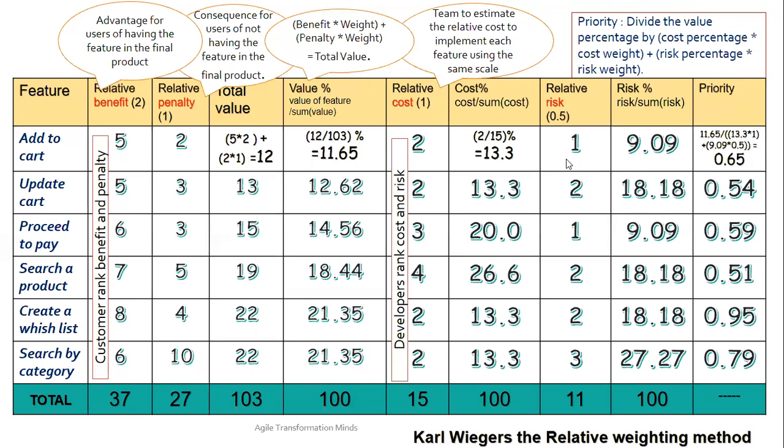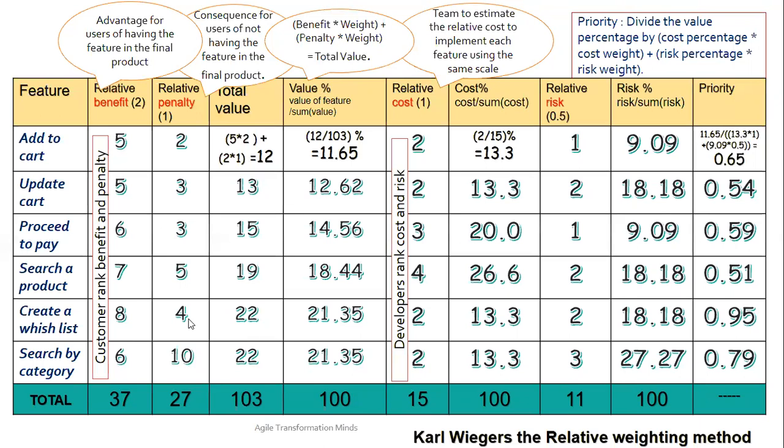So that's a good catch, Maya. Value for create wish list is 20. You're saying here, I put it as 21.35. It's actually 22 divided by 103. How much does it come to? 22 divided by 103. It's 21. Okay.